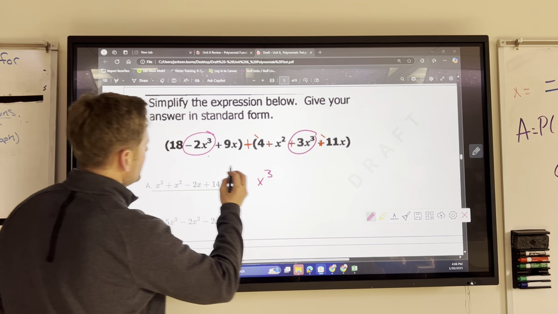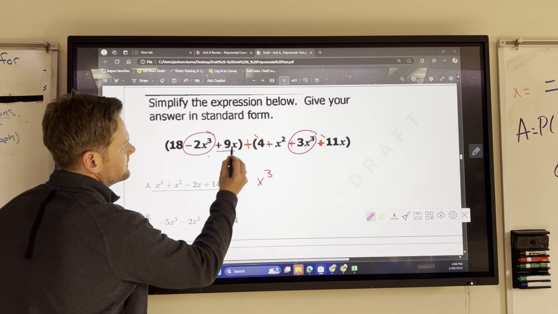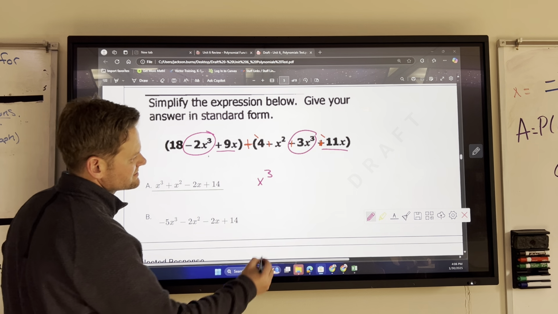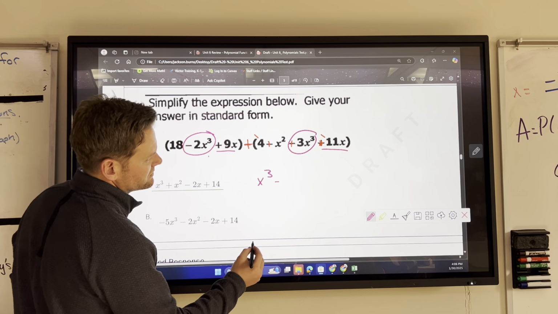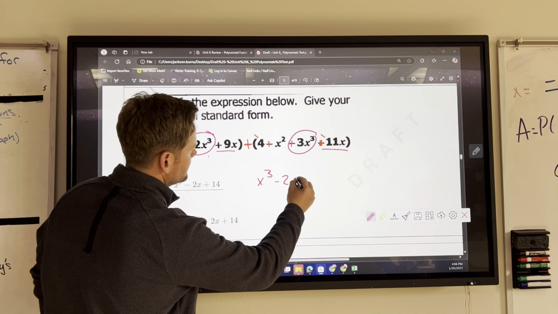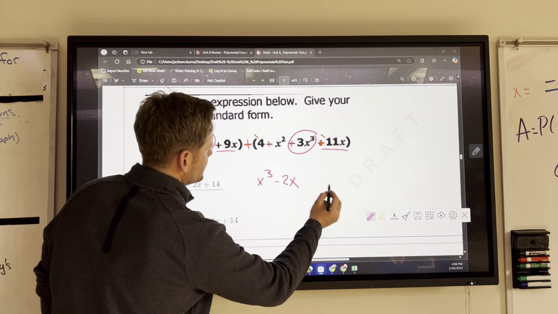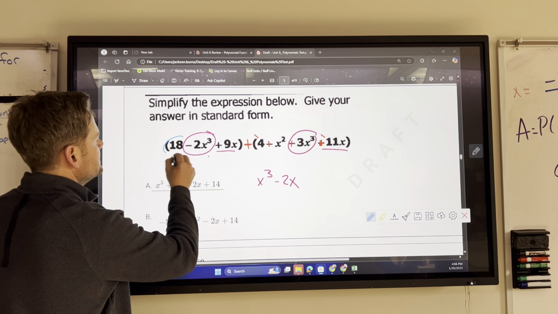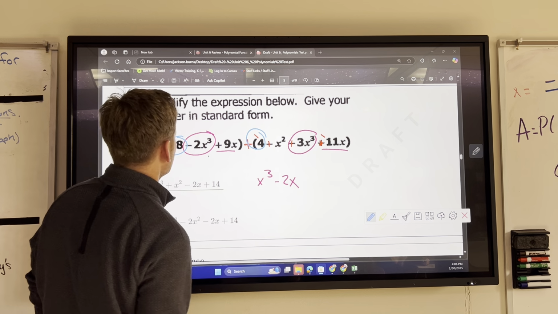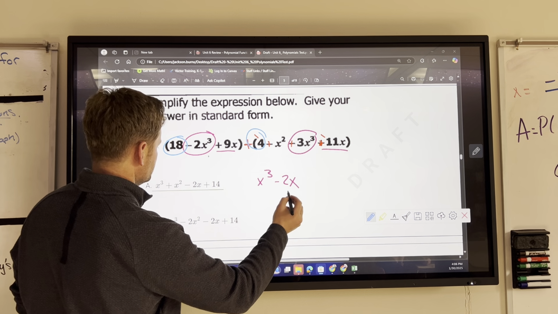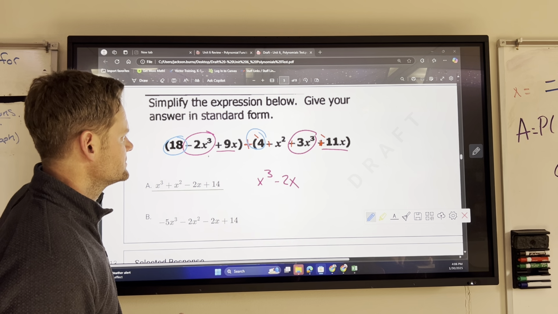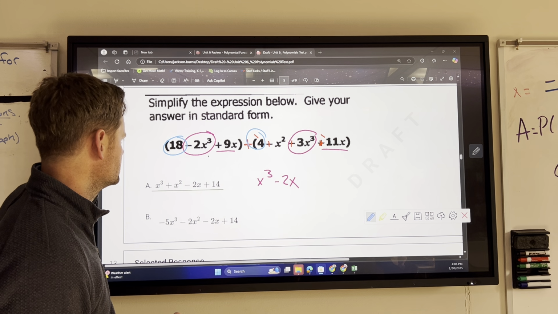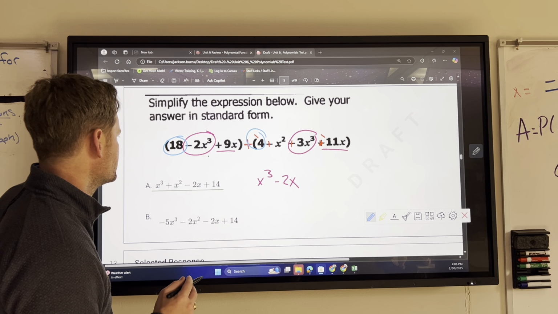Then I have 9x. I always like to go in order. Negative 11x. So that's going to go to a negative 2x. Then I have, let's see, 18 and a negative 4. All right, so did I miss another term? No. Yes. X cubed. Where's my x squared term?